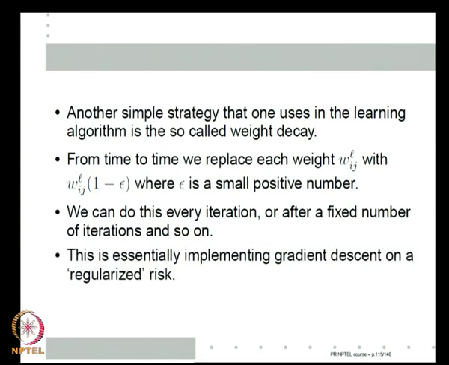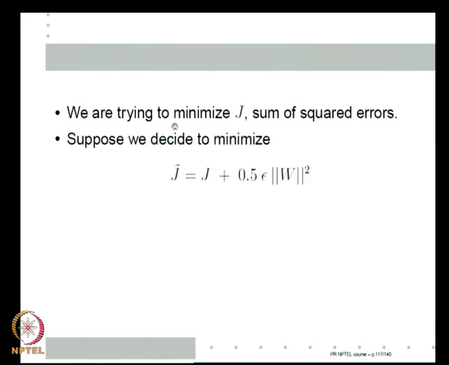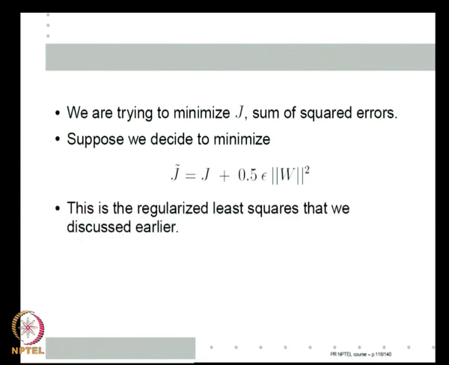Why does this work? This is essentially implementing gradient descent on a regularized objective. We saw regularized least squares last time. So, what is that? We are essentially trying to minimize J, the sum of squared errors. Suppose instead of J, we want to minimize J tilde, where J tilde is J plus half epsilon times norm w squared. So, this is exactly like the regularized least squares that we discussed earlier. Instead of just using the data error, we also use a model complexity term, and for squared error we saw that the good complexity term is the square of the weights, the norm of the weights. So, what does that mean?